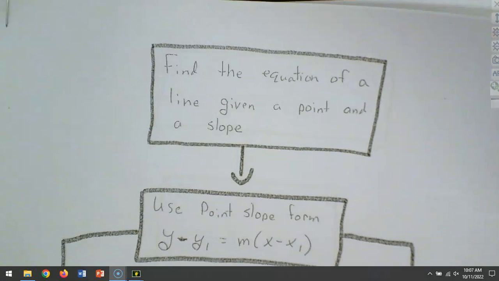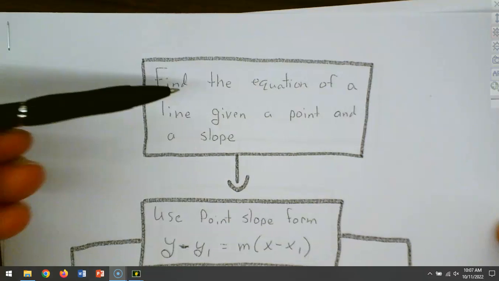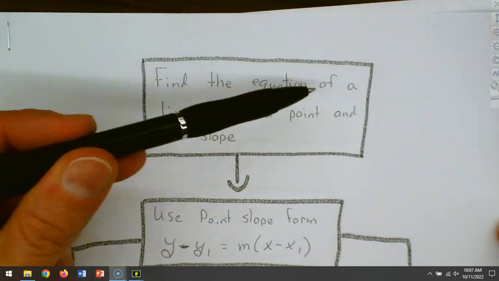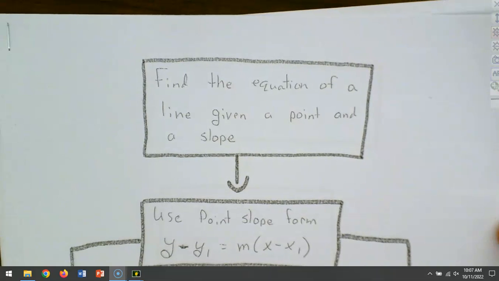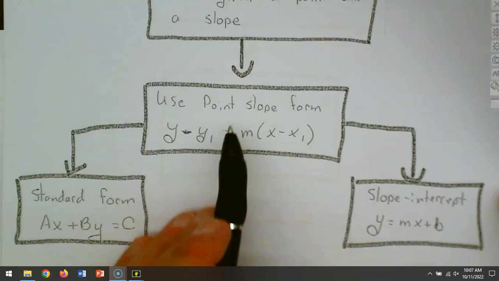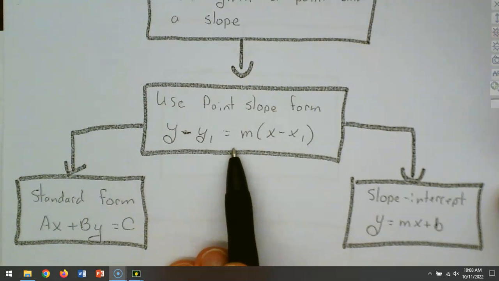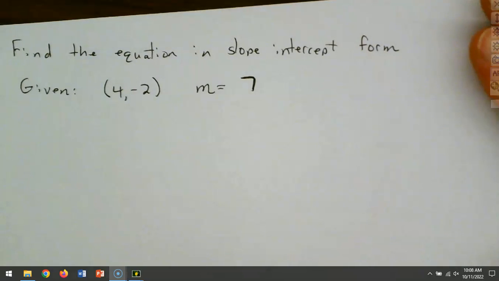Because what does it say? It says, find the equation of a line when you're given a point and a slope. And that's what we have. We have a point and we have a slope. Okay, so what does it say to do? Use the point-slope formula. So we're going to go ahead and do that. So let's write up our formula.